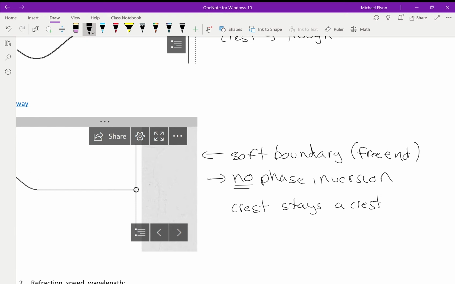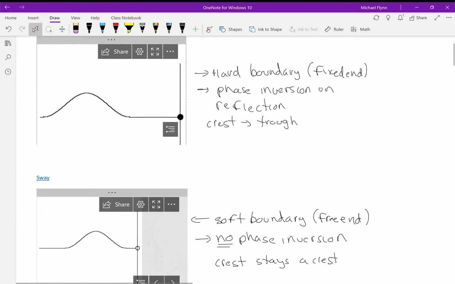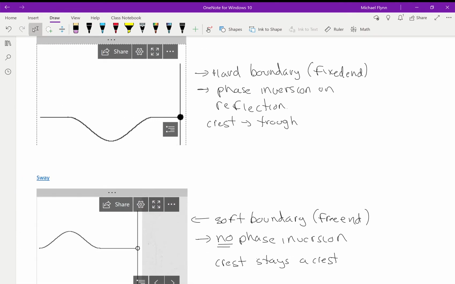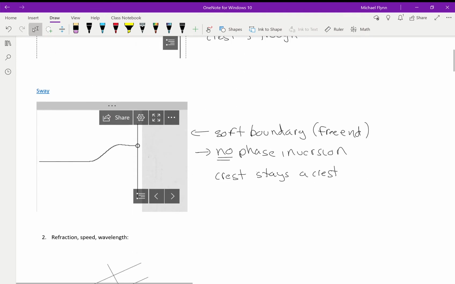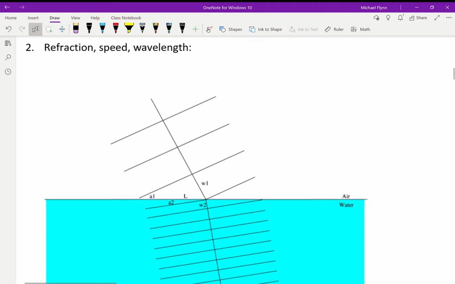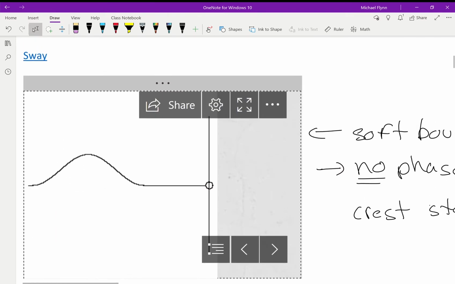All right, so that's called boundary behavior for waves. What happens when they reach a boundary? And we can see that the reflected waves do one of two things. They either get inverted or they don't, depending on if the boundary is hard or if it's soft. All right, so that's pretty straightforward, by the way.